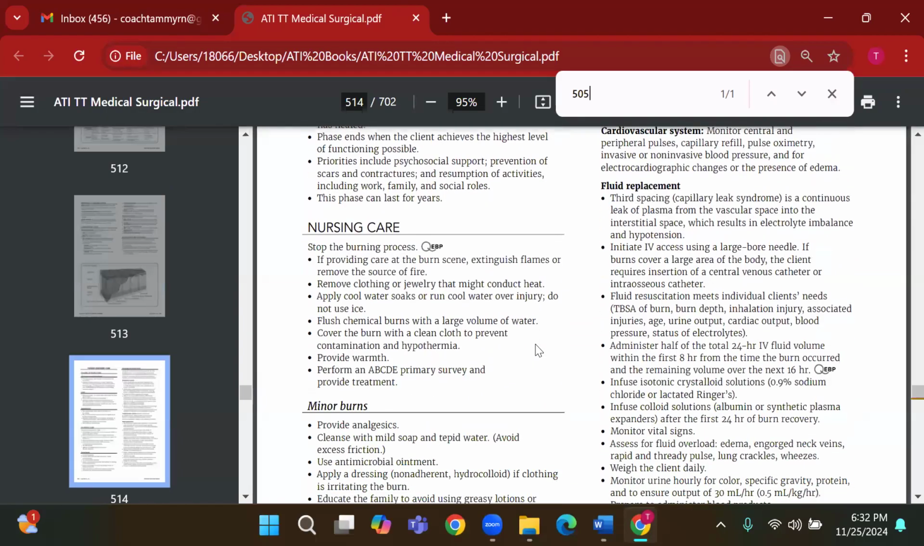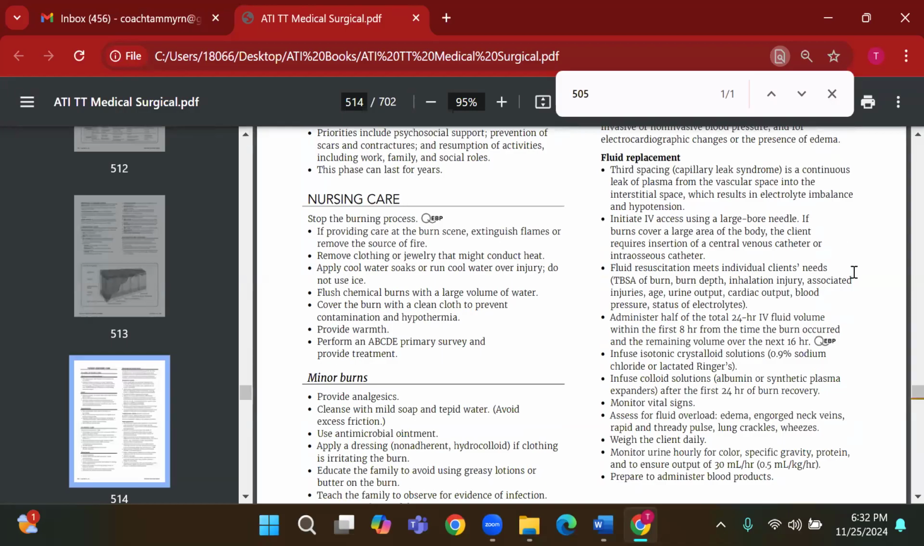Just saying. Okay. Now, this is the biggie right here. I'm just going to tell you the fluid replacement you're probably going to see when you have a burn question. Third spacing is what happens when there's a burn because, and if you see it here, it says, a continuous leak of plasma from the vascular space into the interstitial space. That's what causes the electrolyte imbalance and low blood pressure, okay? Now, what's important is if you have a burn patient, do you get an IV? How many IVs do you get? What size needle do you use? We have to think of it.